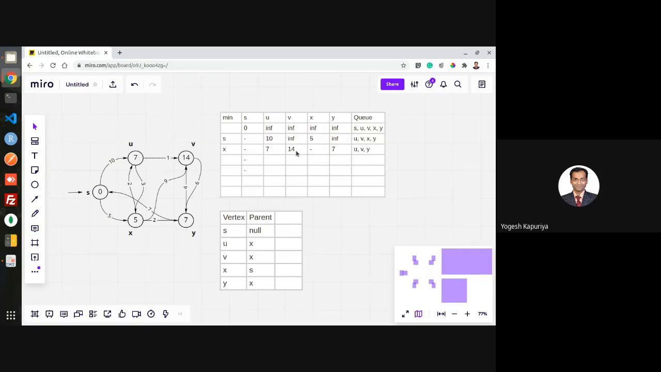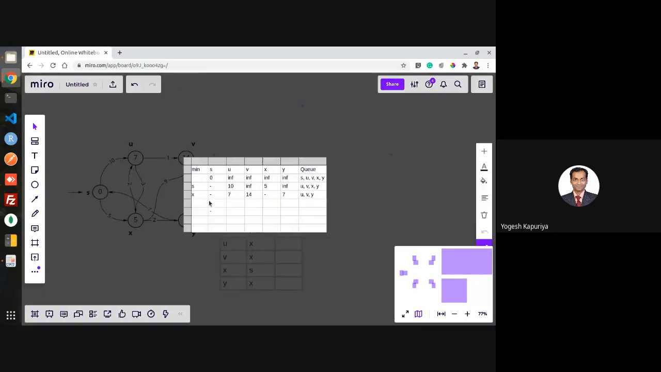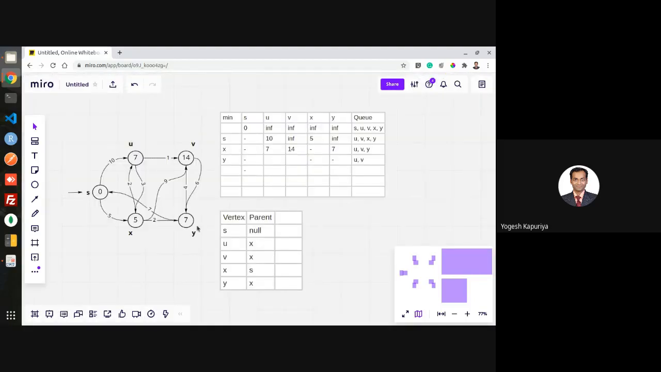Now you have two options. It's extract min, so any one will be extracted. So let us say Y is extracted. So Y is extracted, and now you have two vertices in the queue, U and V. Y is extracted. Identify all the edges which are leaving Y. How many edges are leaving? Leaving means the source is Y. So there are two edges. I think one is this.